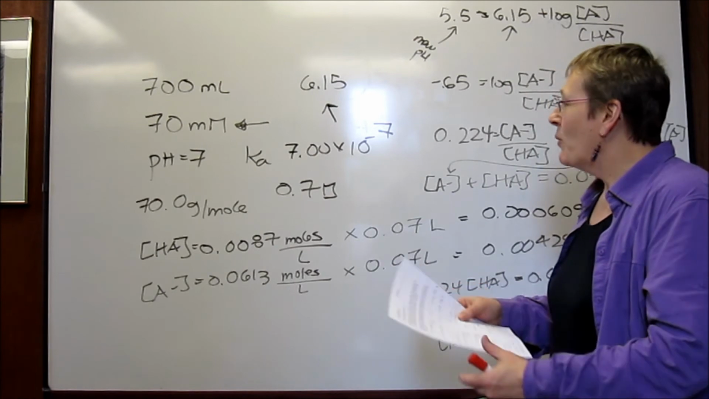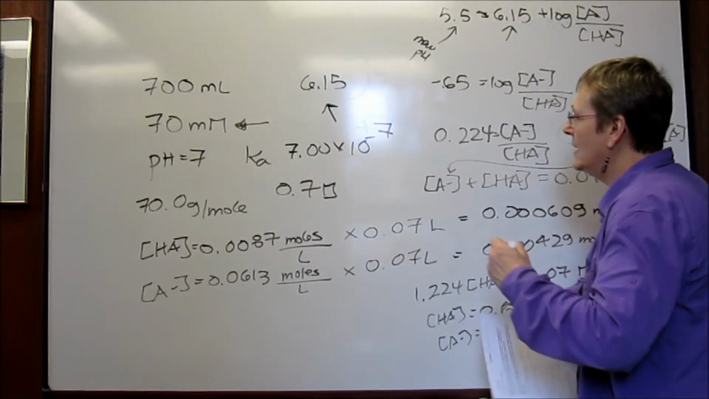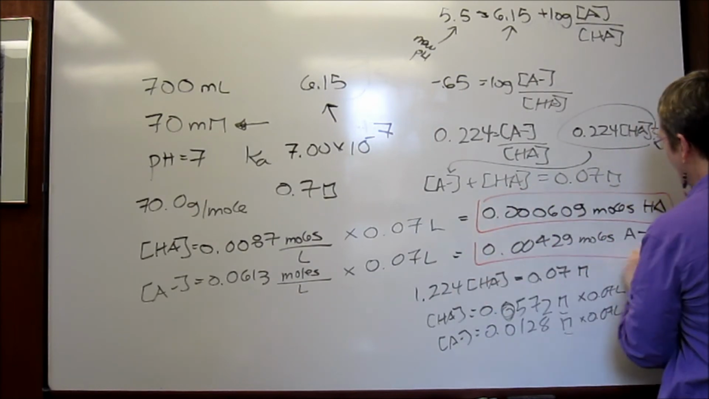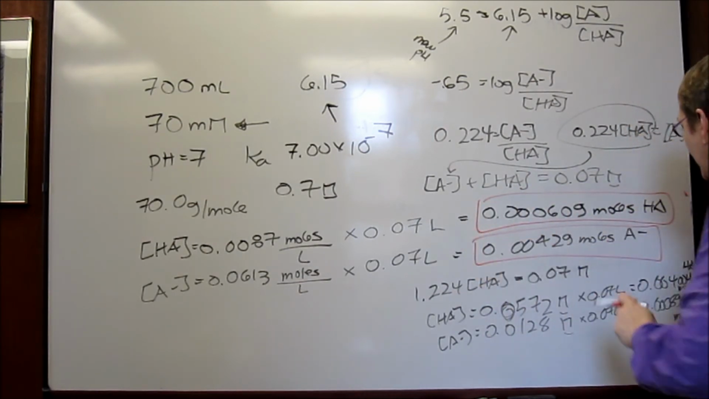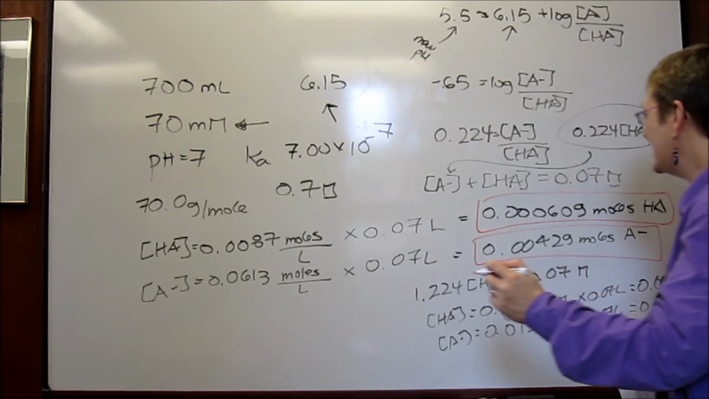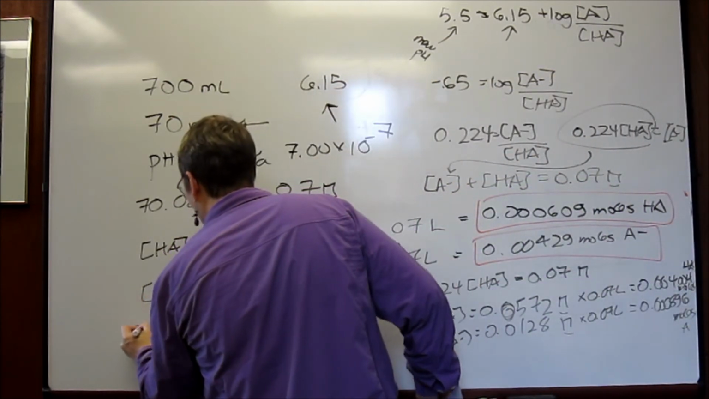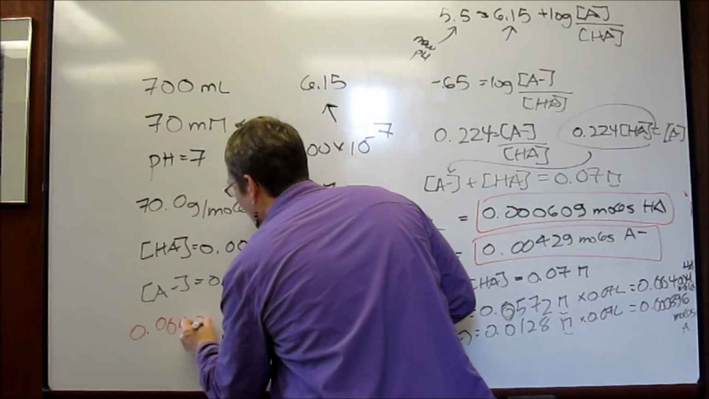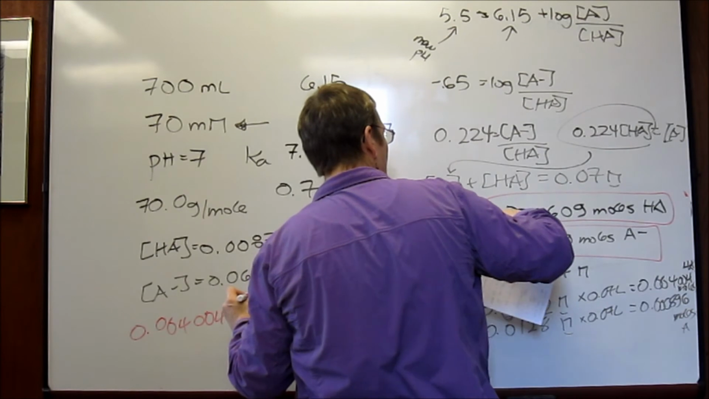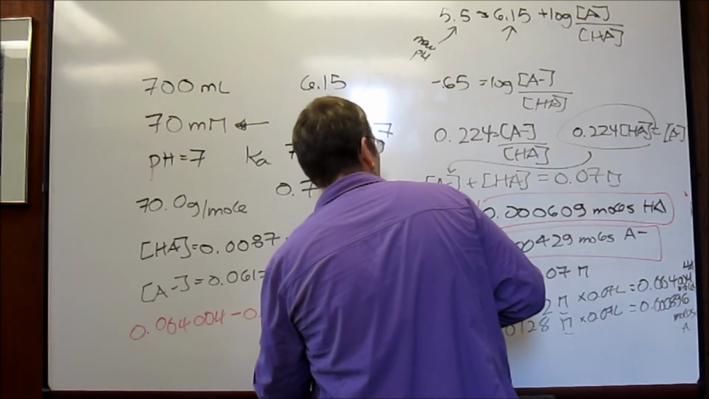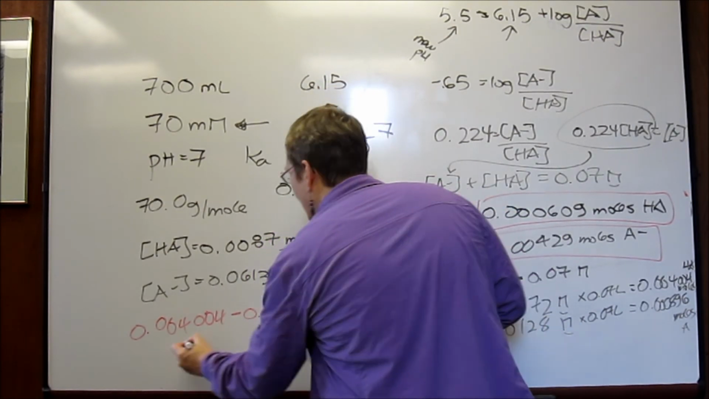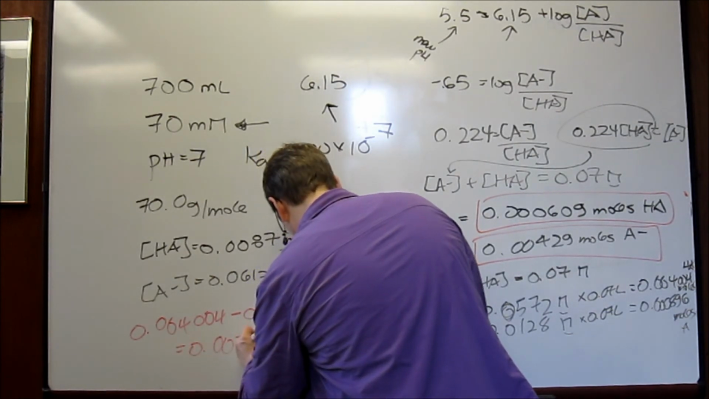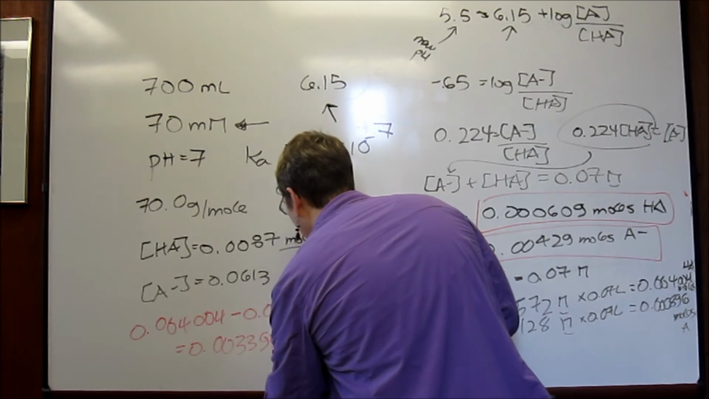Okay, so we have to go to moles. Previously, we had the number of moles of HA and the number of moles of A minus to start. And now we have a new number of moles. So if we find the difference, the absolute value, we have 0.004004 minus our starting number of moles. We come up with 0.003395 moles. That's the difference.